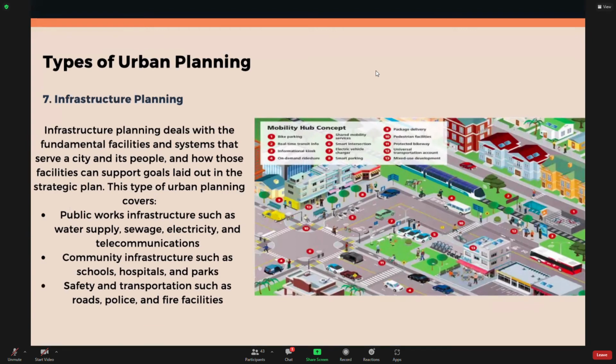And then number 7, we have infrastructure planning. Infrastructure planning deals with the fundamental facilities and systems that serve a city and its people, and how those facilities can support goals laid out in the strategic plan. This type of urban planning covers public work infrastructures, such as water supply, sewage, electricity and telecommunications; community infrastructures such as schools, hospitals and parks; and then safety and transportation such as roads, police and fire facilities. So I think if we have this very excellent infrastructure planning in Malaysia, most of us will want to live in Malaysia.